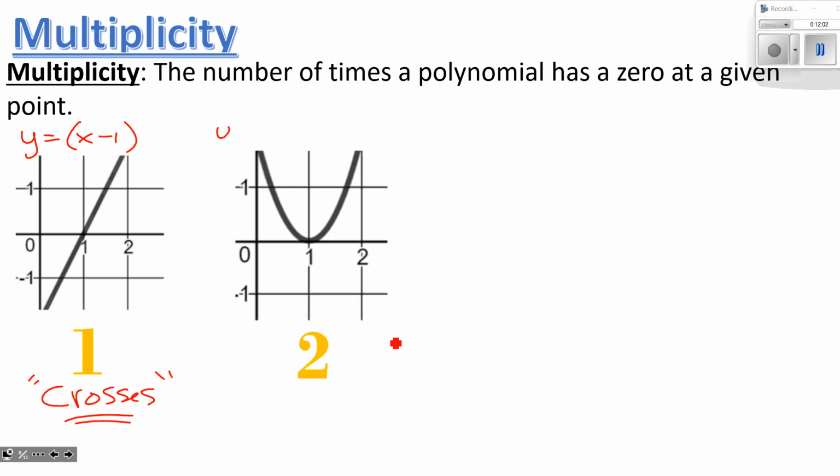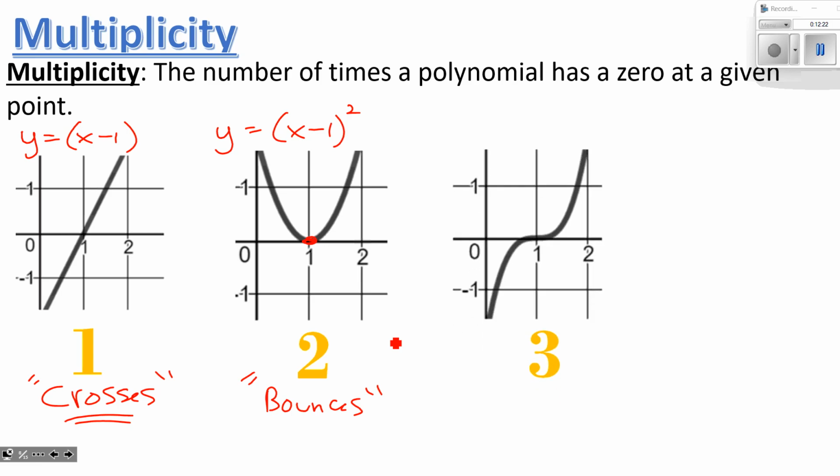When compared to this equation, which would look like this, squared, that's a multiplicity of 2, and this is one that I think is all familiar. That's when we say it bounces. It bounces off the x-axis and stays on the same side of the x-axis. This should be familiar as well.